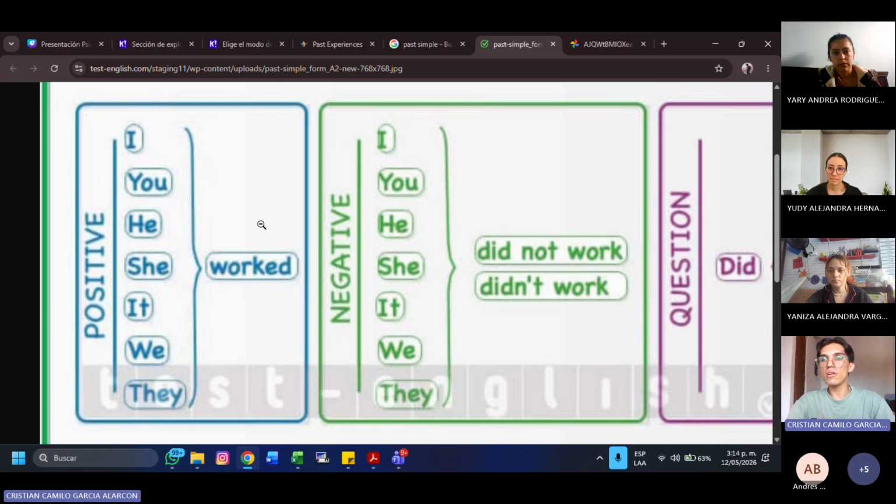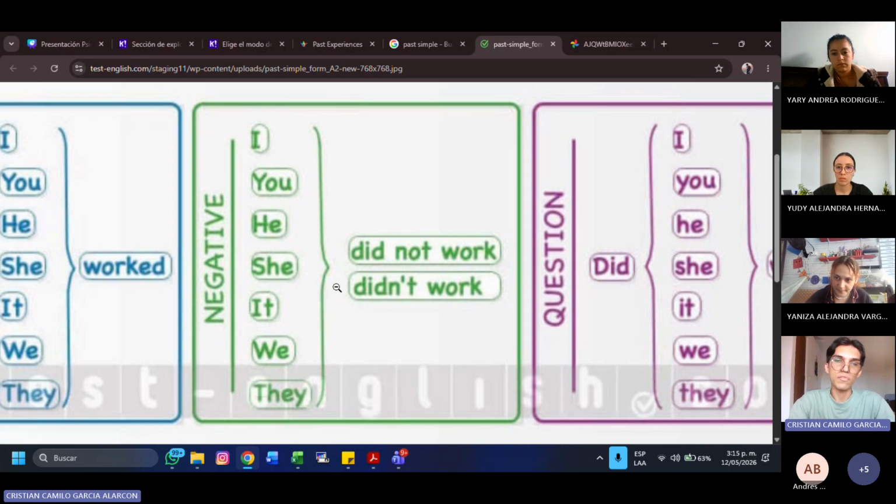If the verb is irregular, it's going to change. For example, the verb go in past simple is went. That is very, very different. Entonces, en vez de decir I go, que sería yo voy, sería yo fui, cambia completamente a I went. I went to Barranquilla the last summer. Yo fui a Barranquilla el verano pasado. And that is the positive form.